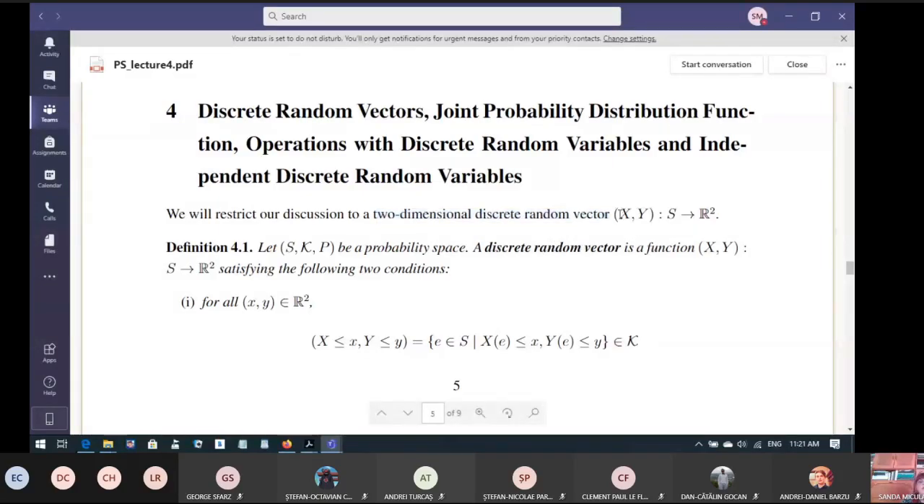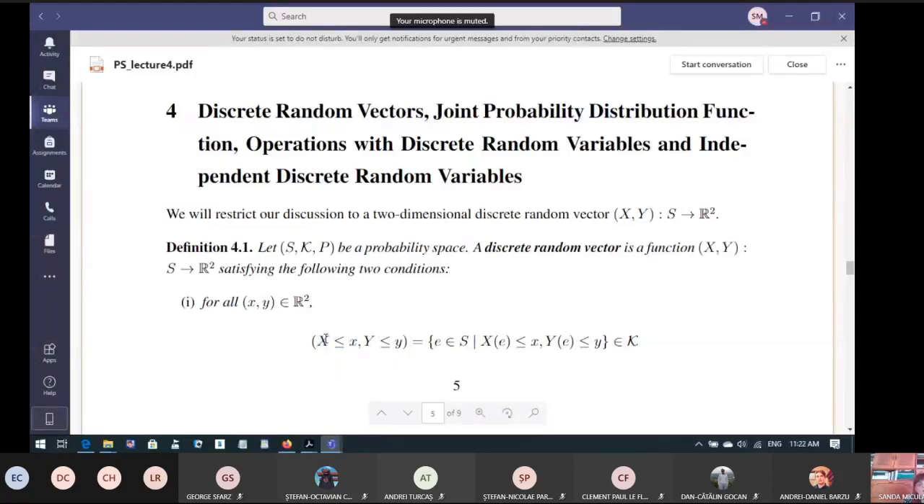So this is going to be a function with two components, x, y, still defined on the sample space of some experiment. Of course, they're random vectors, but now taking values in R2. And you'll see the similarity with everything that we've done. A discrete random vector is such a function which satisfies what condition? Well, we had this type of condition for the one-dimensional case. Now we have exactly the same thing, but for both components.